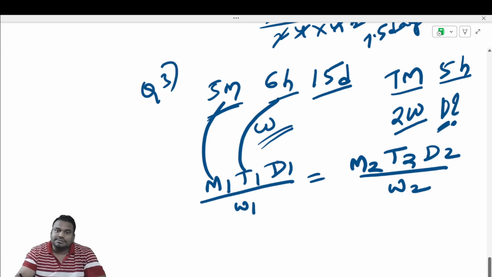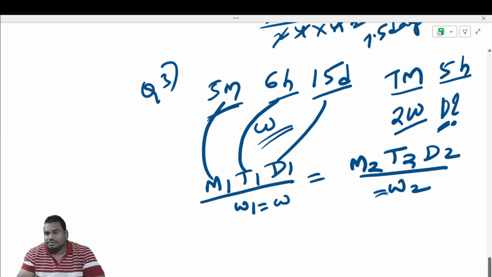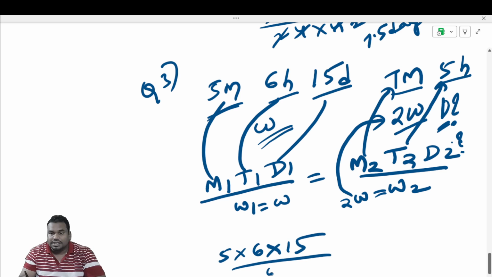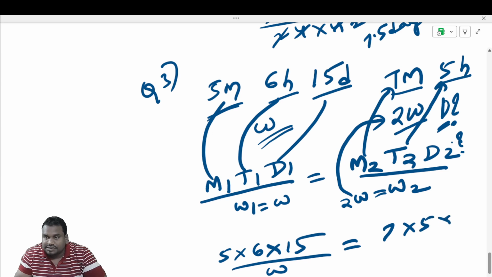Number of time is D is 15, W1 is equal to W, and W2 will become 2W. Why? Because double the amount of work. M2 is 7 men, T2 is 5 hours a day. So D2 you need to find out. So I am substituting everything. 5 into 6 into 15 by W is equals to 7 into 5 into T2 by 2W.